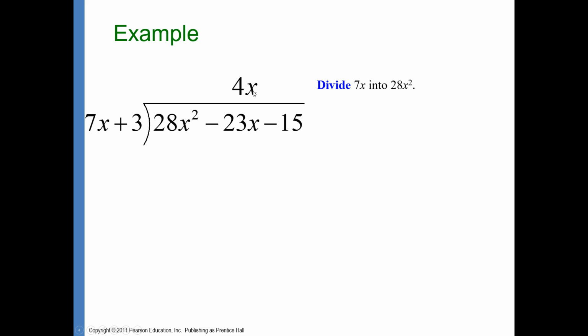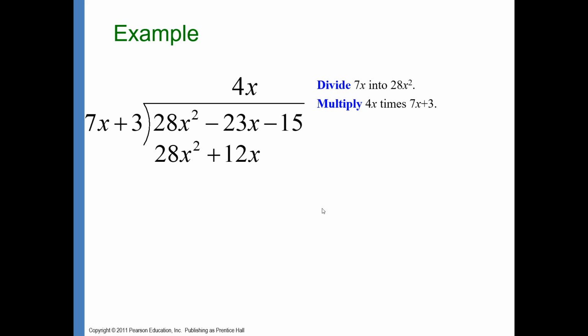We're just going to follow that same process. We divide first, then what do we do? Multiply. Whatever term we get on top, we distribute to the entire polynomial that's outside. Remember, that's the denominator. So we distribute that to the denominator. 4x times 7x is 28x squared, and 4x times 3 is 12x.